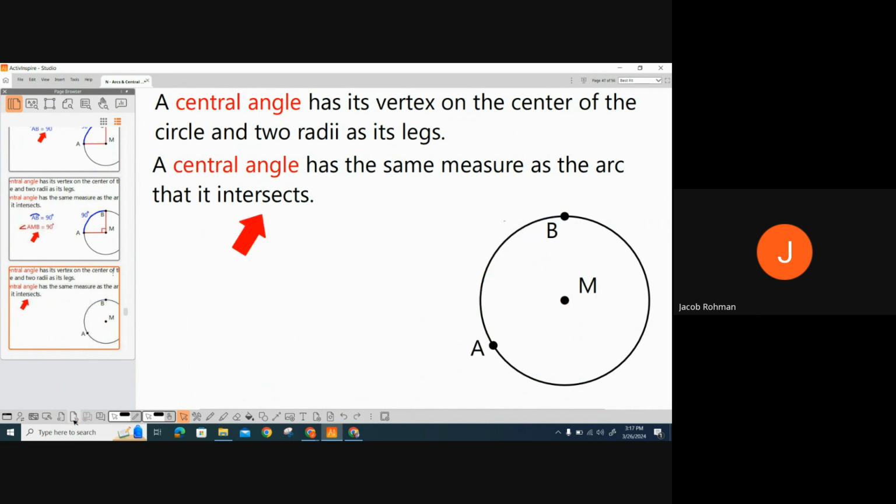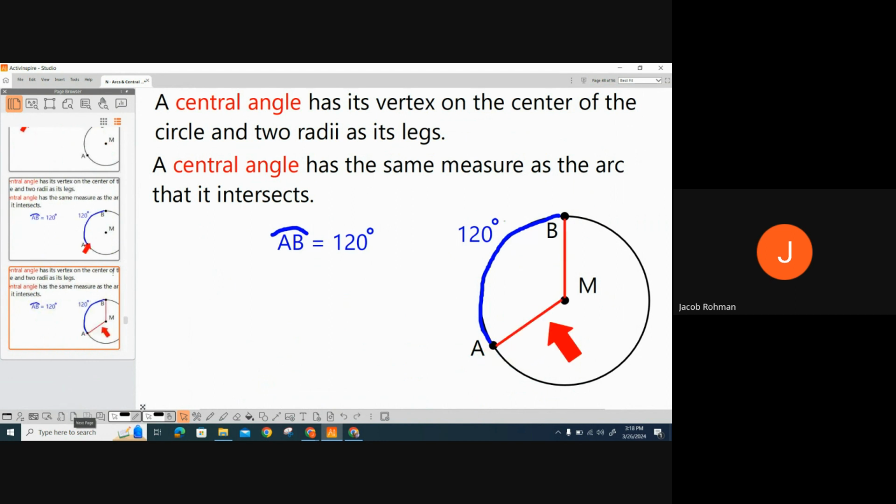Same thing here. So we're looking at a different arc this time. Here we're looking at arc AB is 120 degrees. And again, if we want to intersect that arc from the center, creating a central angle, we would take a radius from B to M here and from A to M here. So I'll show you that in red. And then we would know that the angle measure of AMB is going to be equal to the arc that it intersects. So here it's 120 degrees. That means AMB is going to be equal to 120 degrees.